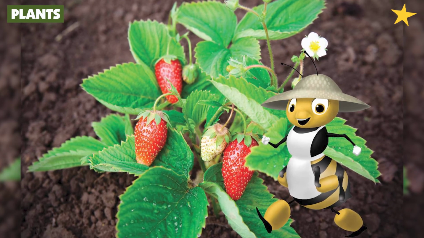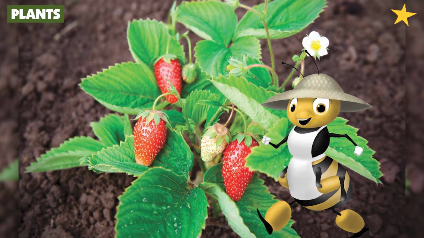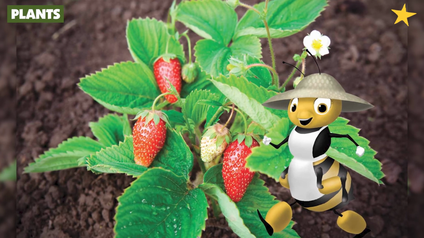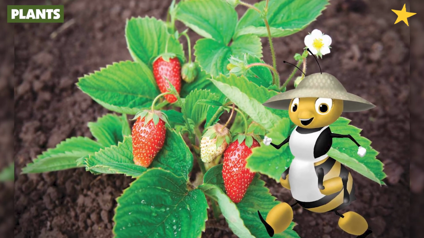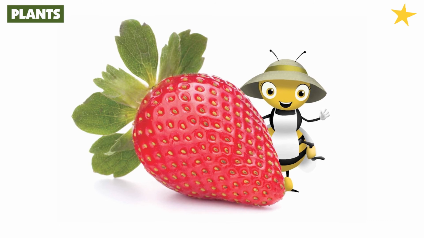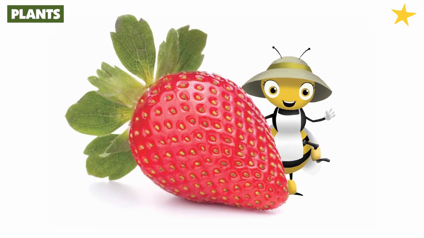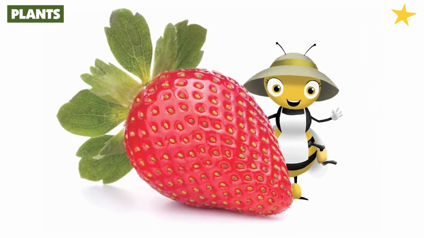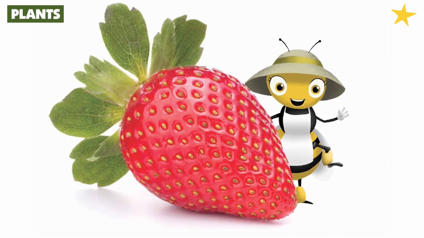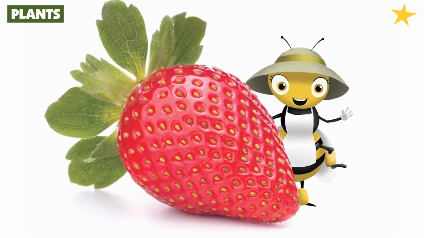You saw how the seeds of the apple and the cherry tree grow inside the fruit. With the strawberry, it's the other way around. Look at this ripe strawberry. You can see the seeds all over the outside of the strawberry. The seeds of this strawberry are so small that people can eat them along with the fruit.